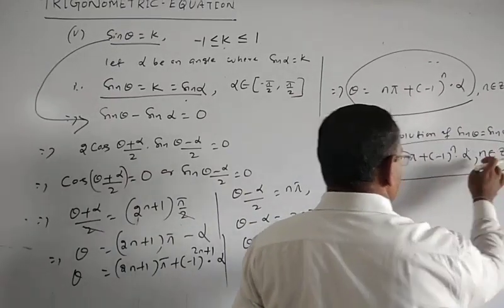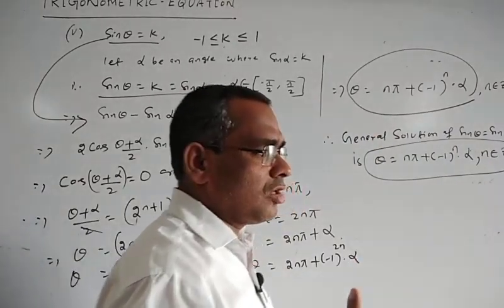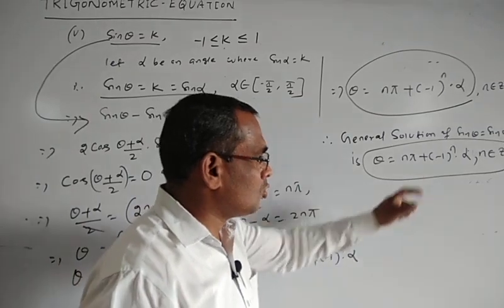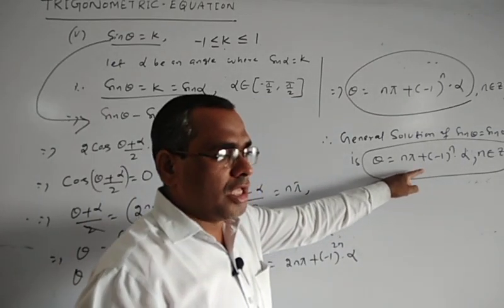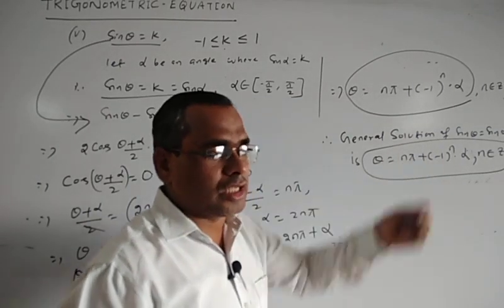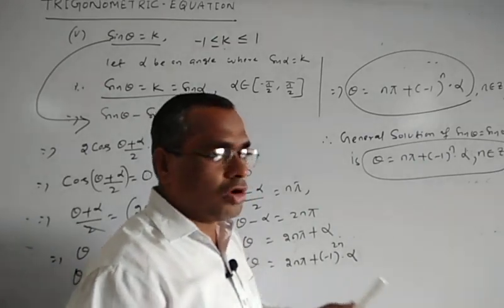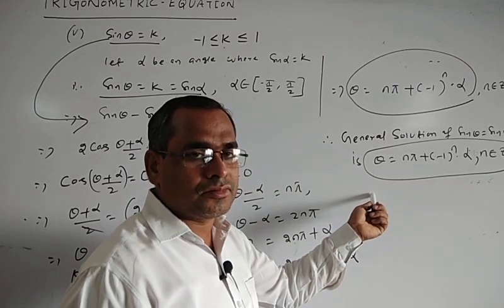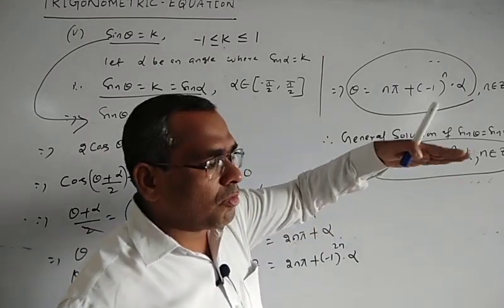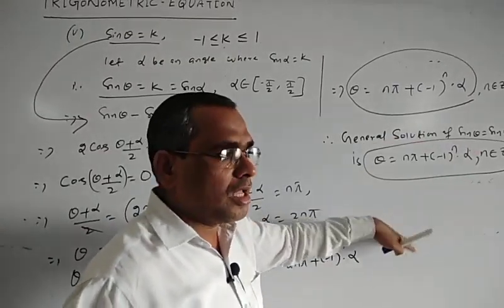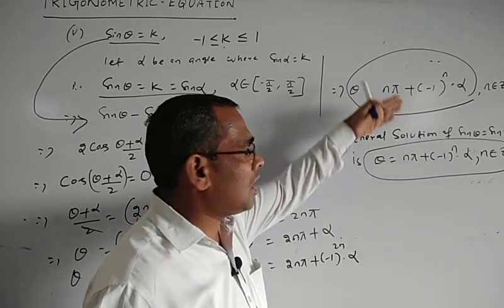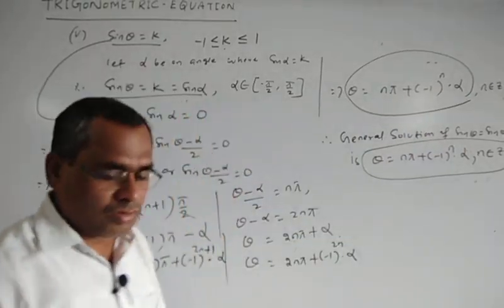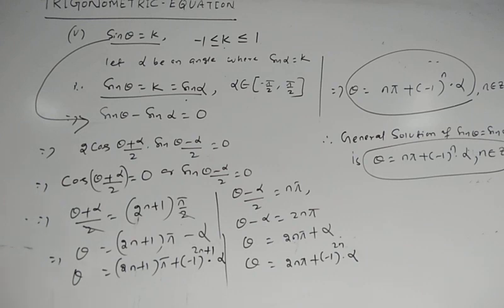If we put n is equal to 0 then we get one solution. If we put n is equal to 1 then we get another solution. If we put n is equal to 2, we get another solution. Then n equal to minus 1, minus 2, minus 3. So different values of n give different values of theta, and all the values of theta are known as the general solution.